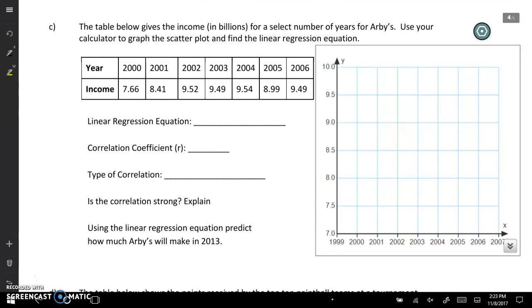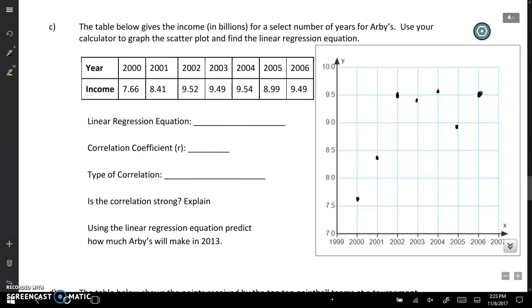Now we've got the income for Arby's. Kind of nice because now there's going to be Arby's over by Taco Bell. We're going to go ahead and plot that: 2000 and 7.6, and that stands for $7.6 billion at Arby's. So that's great. 2001 and 8.4, 2002 and 9.5, 2003 9.49, 2004 9.54, 2005 8.99, 2006 9.5.